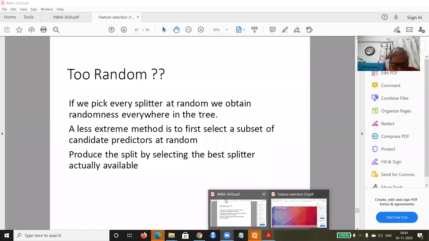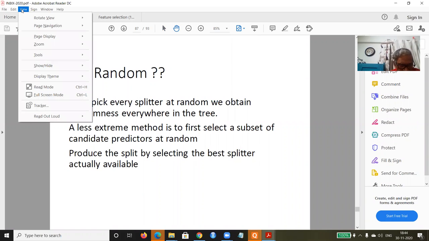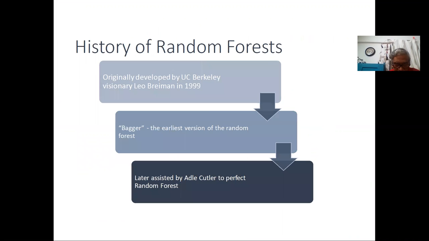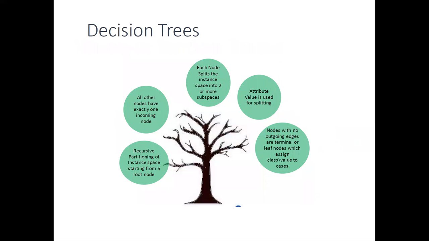We will now continue with another very powerful algorithm, random forest. Random forests were originally developed by Leo Breiman, and the development was initiated by using bagging in the earlier version, later assisted by Adele Cutler to perfect the random forest models. Random forests are essentially a large number of decision trees. That's why we call it a forest of decision trees.